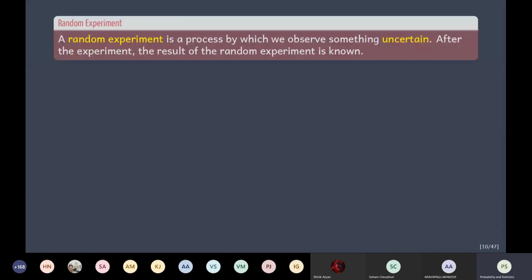Okay. So before I actually talk about a little bit more of the history, I would like to define few things because that will show up also when we are talking about history. A random experiment. What do we mean by random experiment? It's a process by which we observe something uncertain. Okay, so that's why it's random.